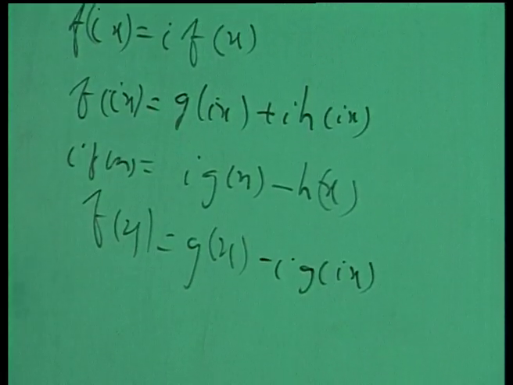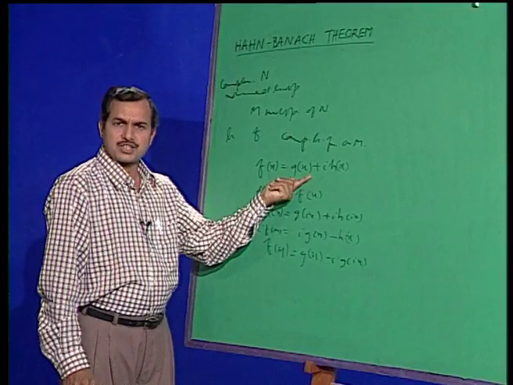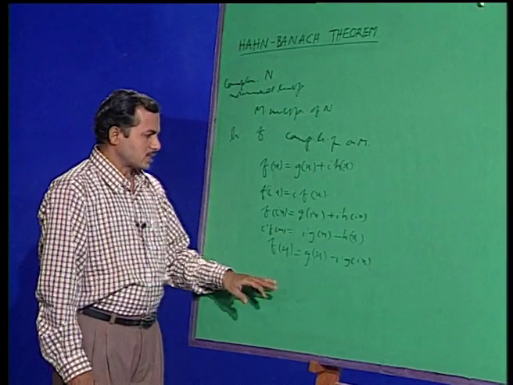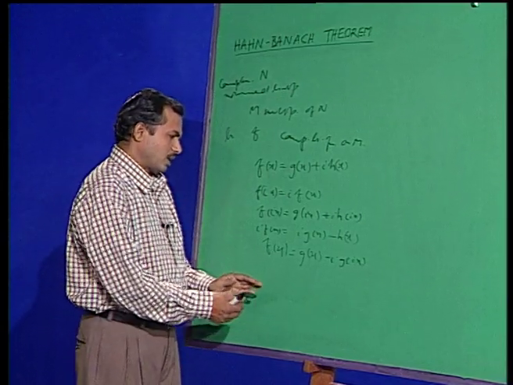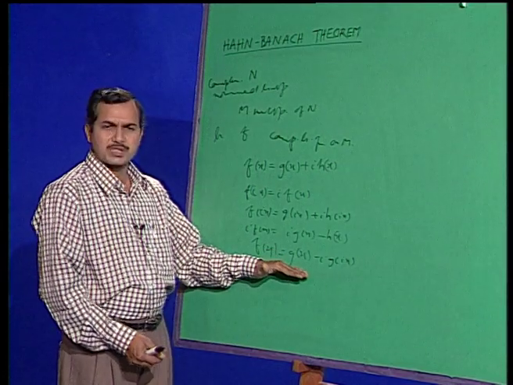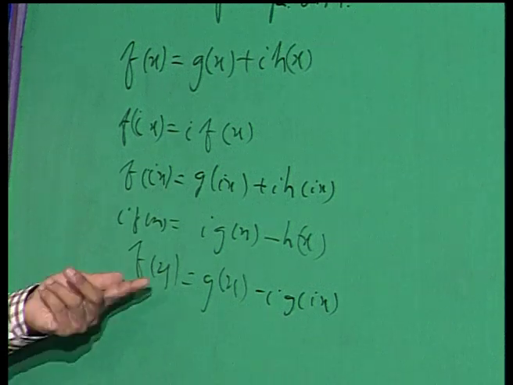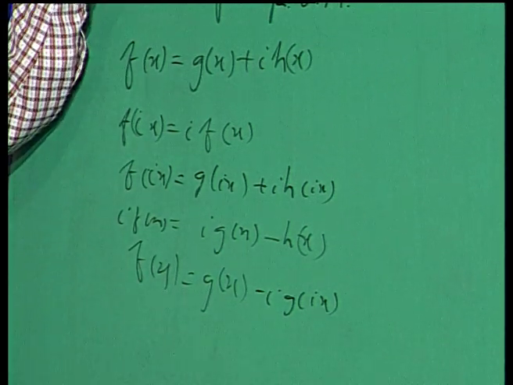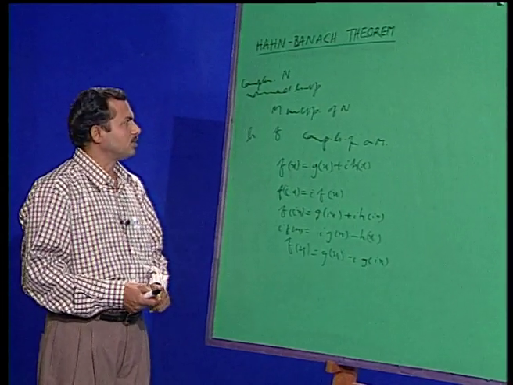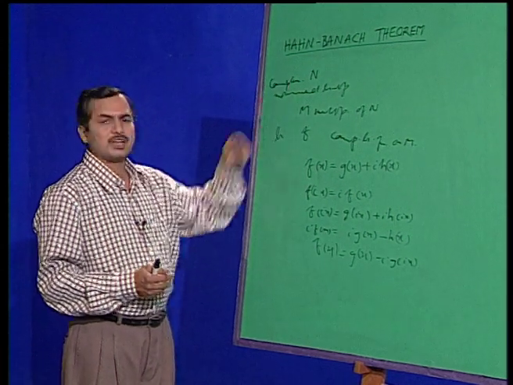Now one can show that this g of x, which is a real linear functional, can be extended to the whole space capital N. Similarly, this h of x also can be extended, and one can show that the norm can be preserved and these can be linearly extended to the whole space capital N. Thereby one can show that this f can be extended to the whole space capital N, preserving its norm linearly. So that is how one can do the complex case of the Hahn Banach theorem.